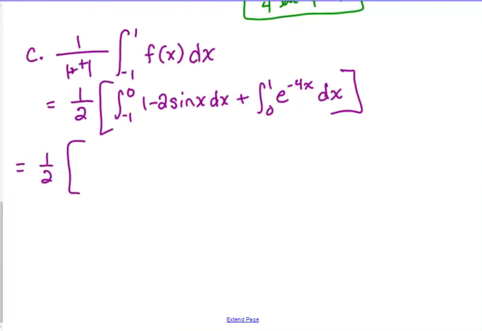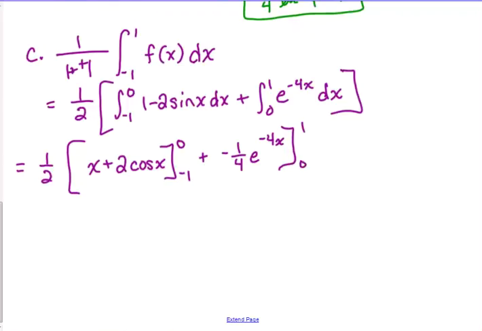Anti-differentiate 1 minus 2 sine of x, so that's x plus 2 cosine of x, because the derivative of 2 cosine of x would be -2 sine of x. We're evaluating that from -1 to 0. The antiderivative of e to the -4x would be -1/4 e to the -4x, because if we take the derivative of that, the derivative of e to the -4x is -4 e to the -4x, so the -4 and the -1/4 cancel. And we're evaluating that piece from 0 to 1.